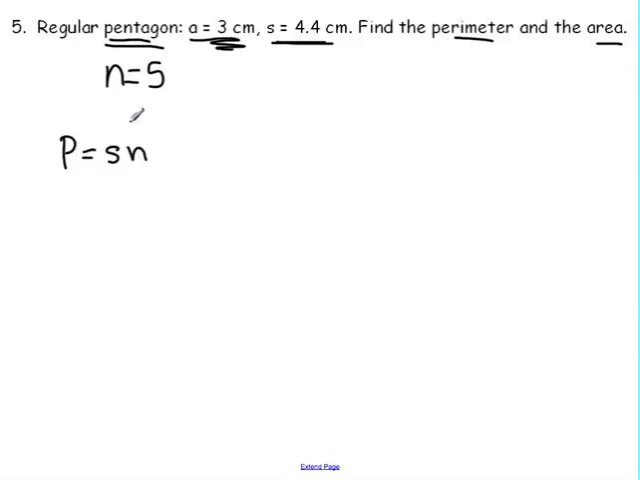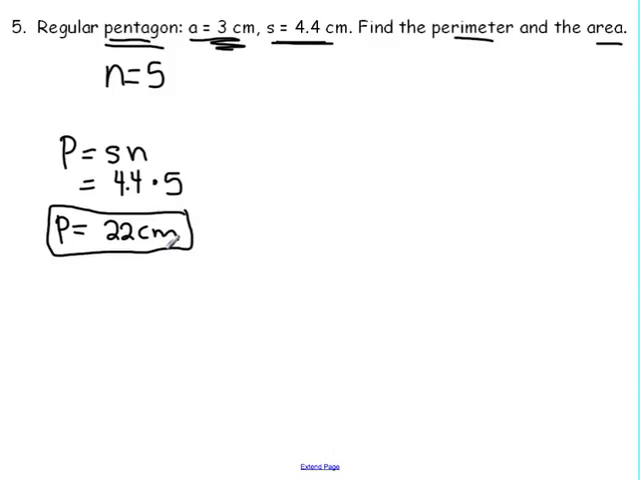So I'll look up in my problem. My S here is 4.4, and I'll multiply that by my N, which is 5. In this case, my perimeter will just equal 22 centimeters. And again, it gave me my units, centimeters, so I can actually write what they are.